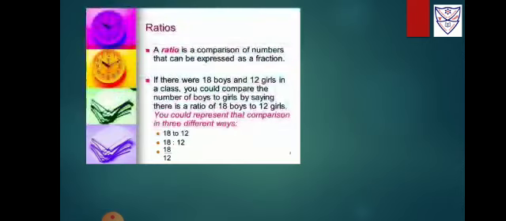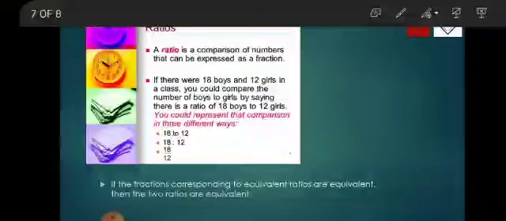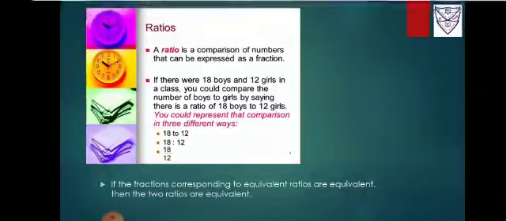Let us summarize ratios. So what have we learned about ratio? Ratio is a comparison of numbers that can be expressed as fractions. For example, if there were 18 boys and 12 girls in a class, you could compare the number of boys to girls by saying the ratio of 18 boys to 12 girls. A ratio can represent the comparison in three different ways: 18 to 12, 18 colon 12, and 18 upon 12. And if the fractions corresponding to two ratios are equivalent, then the two ratios are equivalent.